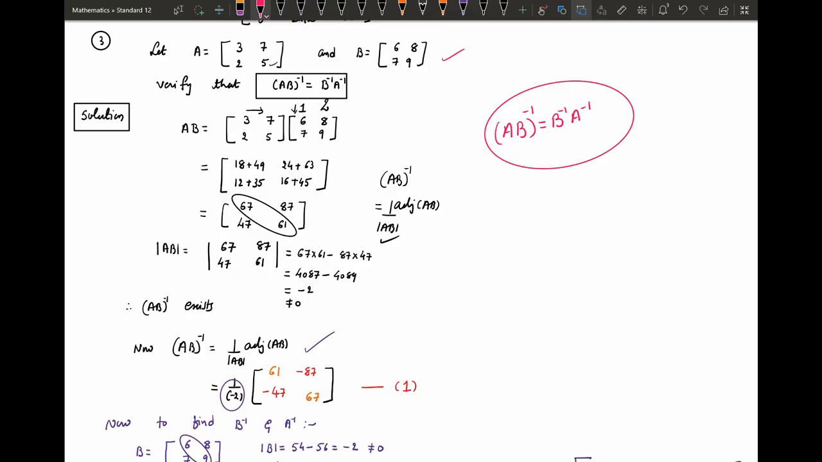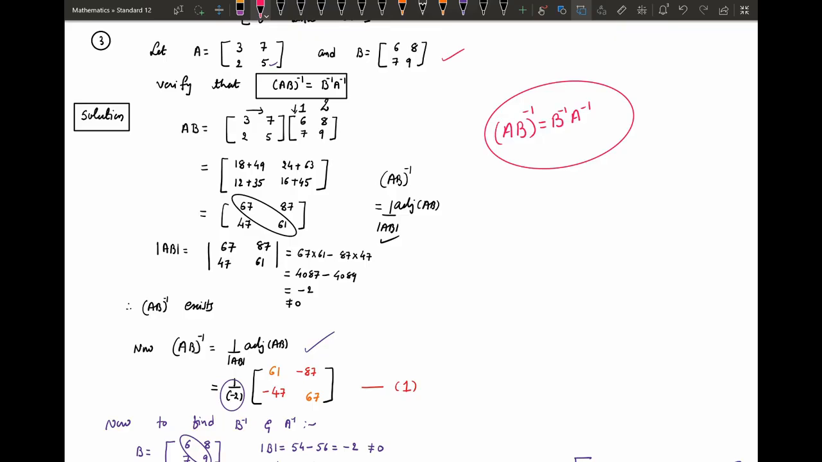Here we have given A and B as 2 by 2 matrices, but the same result you can verify for any 3 by 3 matrix. Since this result is theoretically true, you can verify easily for 2 by 2, 3 by 3, or any square matrix. So to verify (AB) inverse equals B inverse into A inverse, first we find the multiplication of A into B.